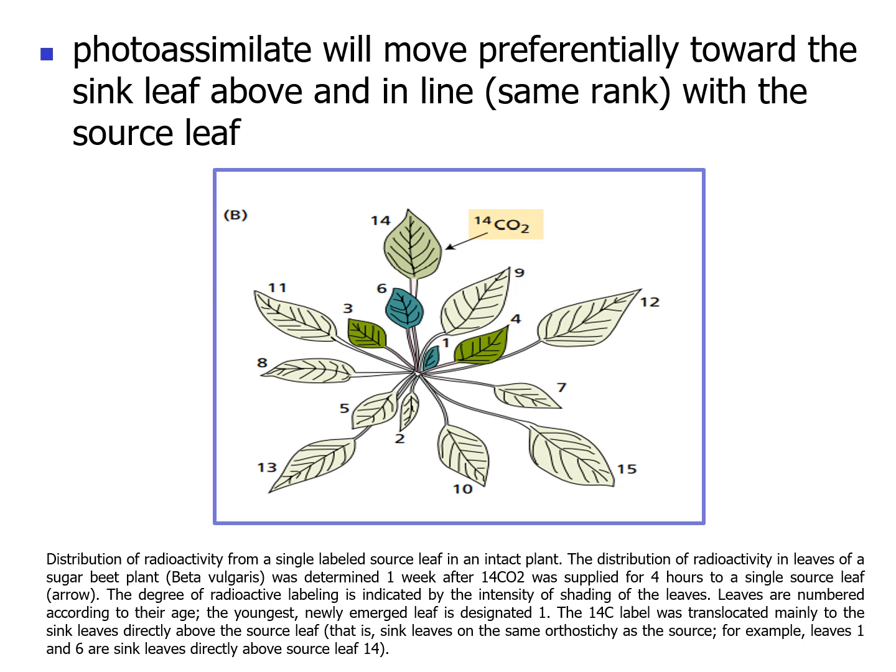One week after, the 14C label was translocated mainly to the sink leaves directly above the source leaf, that is, leaf 1 and leaf 6, as indicated by the degree of radioactive labeling of these leaves.